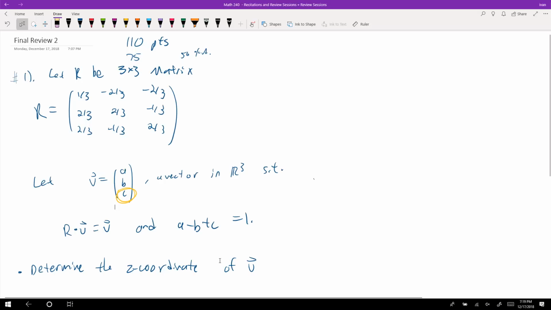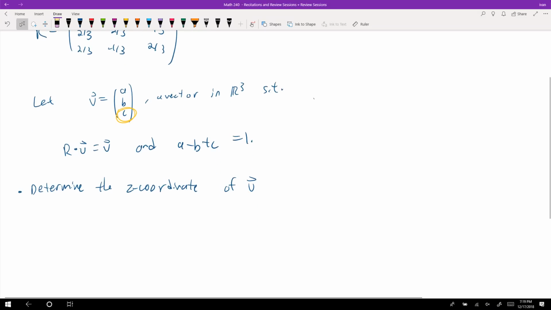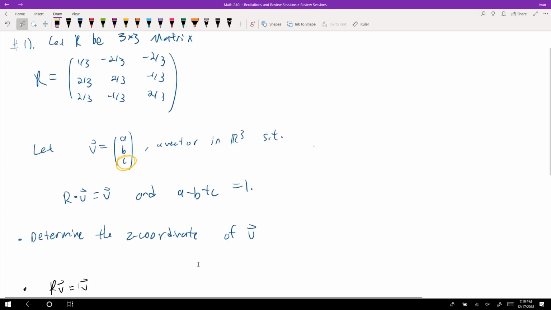What's tripping everyone up is that this matrix is called R. If you look at this equation, RV is equal to V, what is that really saying? I see hands popping. Is R the identity matrix? No, it could be, but R is not the identity matrix. R is this guy right here.